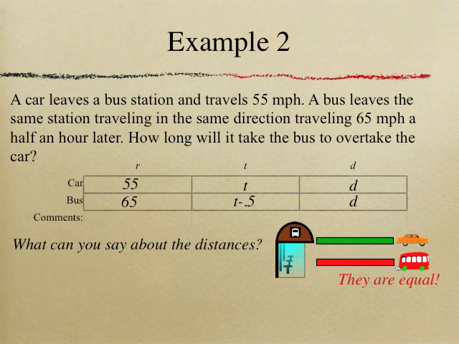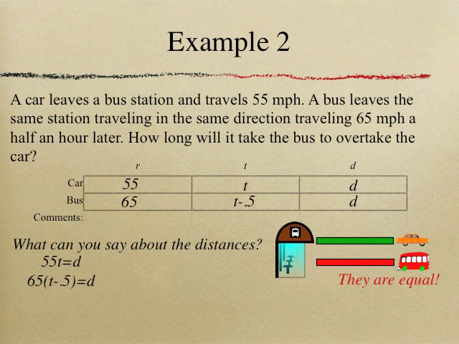The next thing I want to do is get equations. What do I know about rate, time, and distance? Rate times time is equal to distance. 55 times t is equal to d. And again, 65 times t minus 0.5 is also equal to d.